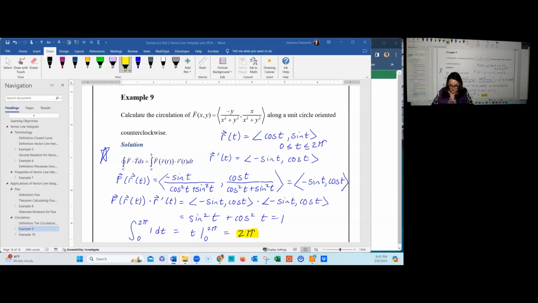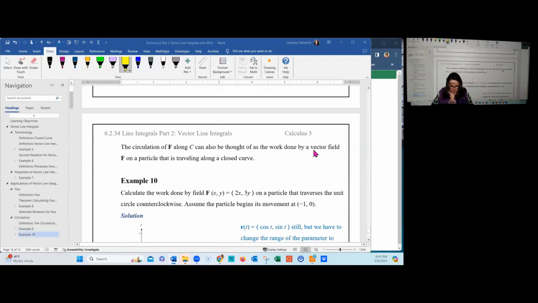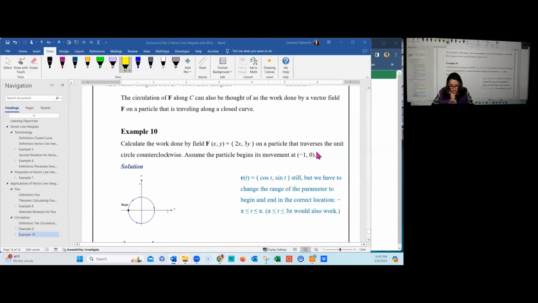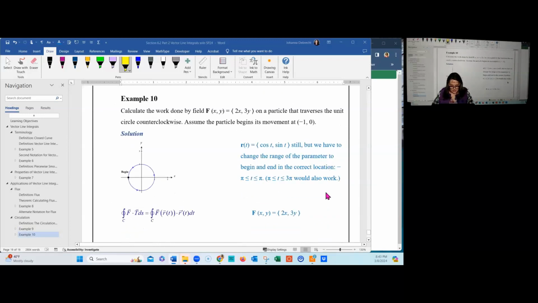We have one last example to take a look at. This is example number 10. In example 10, we want to calculate the work done by a vector field given by 2x, comma 3y on a particle that traverses the unit circle counterclockwise. We want to assume this time that the particle begins its movement at negative 1, 0. We can think of the circulation around a closed loop as the amount of work done by a force on a particle in moving it around that closed curve.